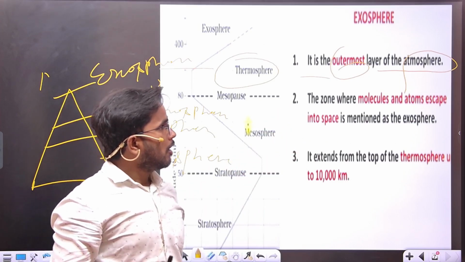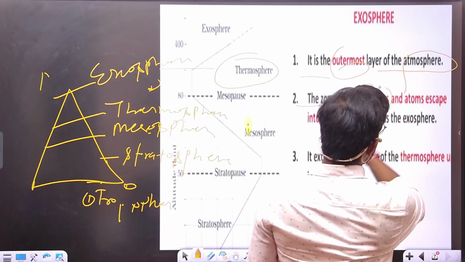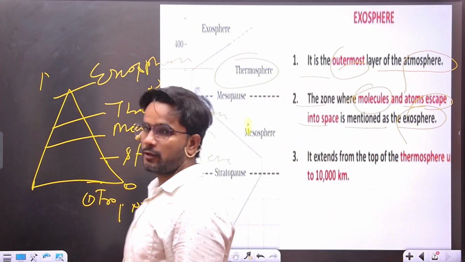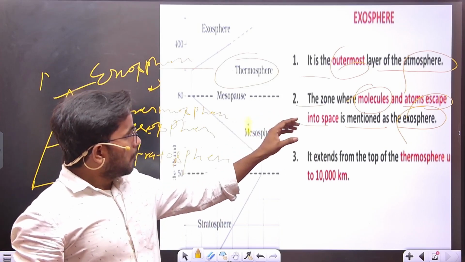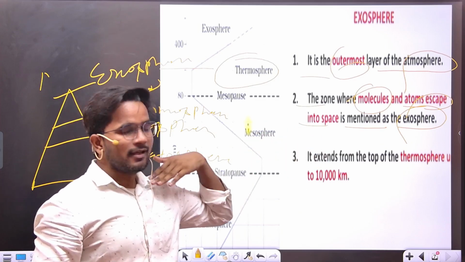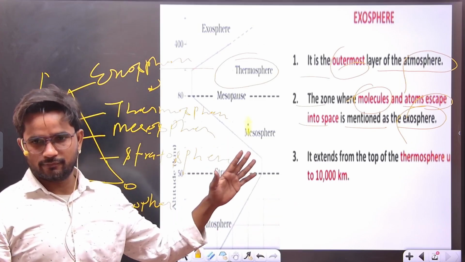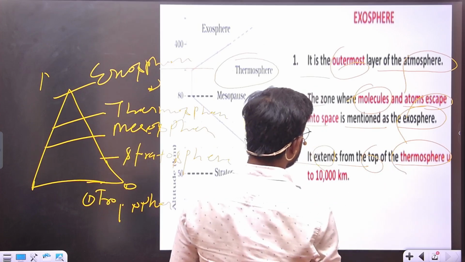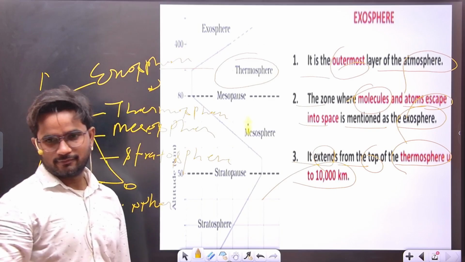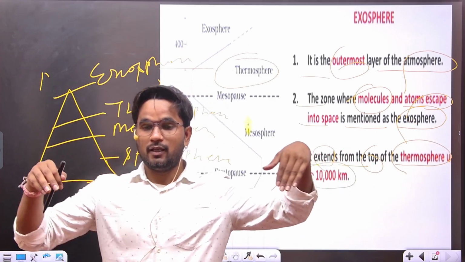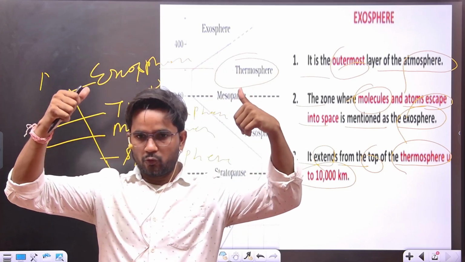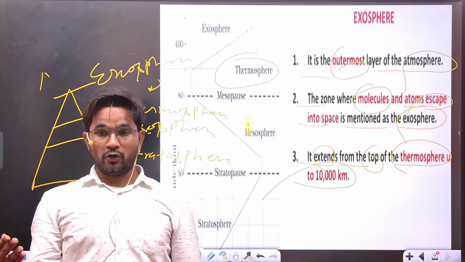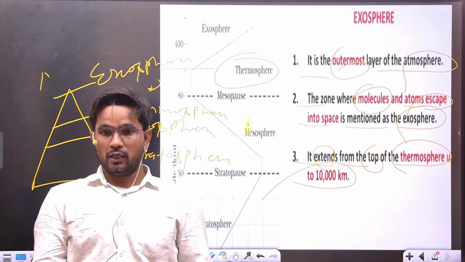The zone where the molecules and atoms escape into space is called the exosphere. Understand? All the atoms are included in this area. It extends from the top of the thermosphere to 1000 kilometers. If you go to 1000 kilometers in the sky, you get the exosphere.